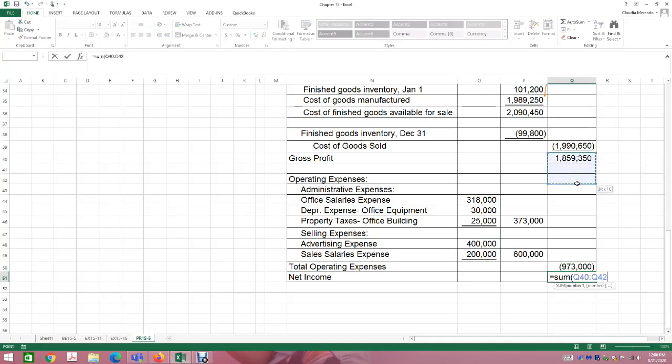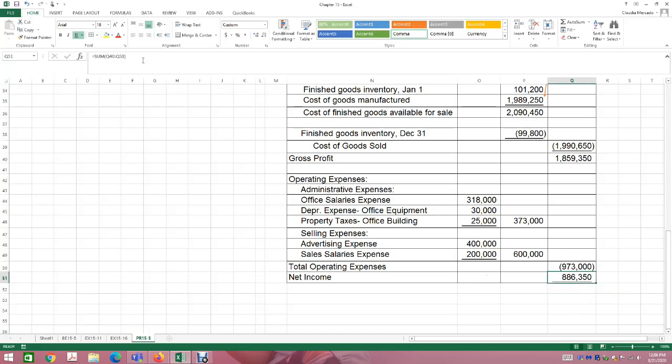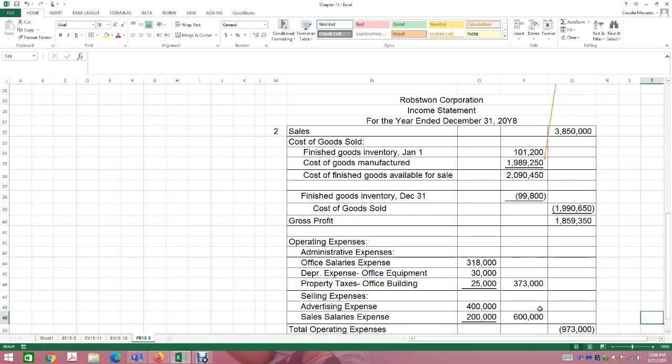So I'm going to get my gross profit minus my operating expenses of $973. And that's going to give me a net income of $886,350. Okay. $886,350 is your net income. Okay. So let's run through the income statement one more time.